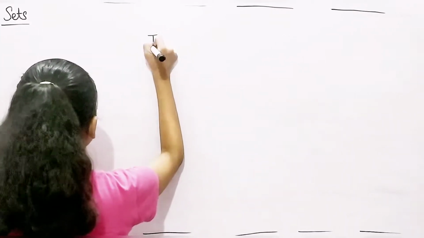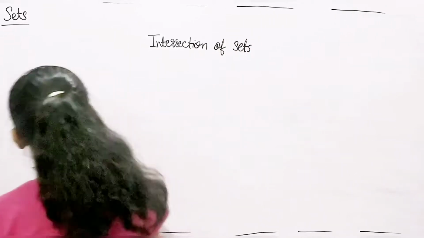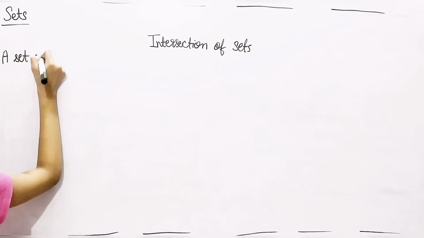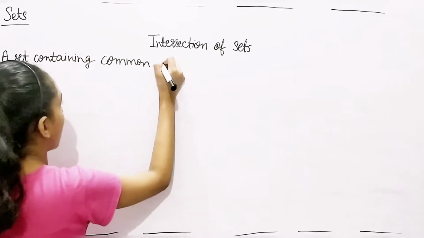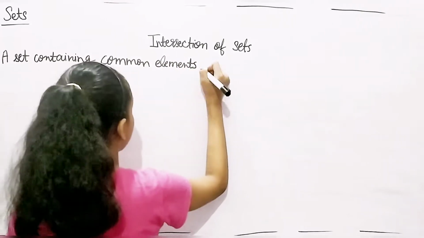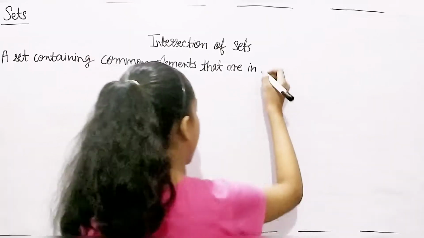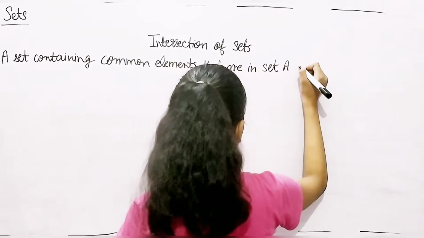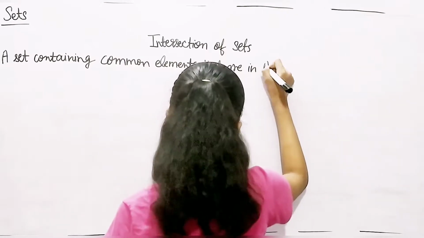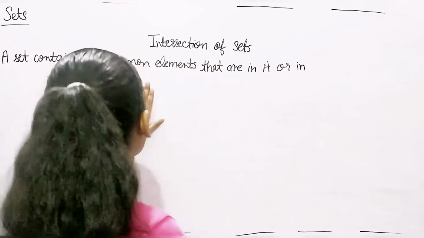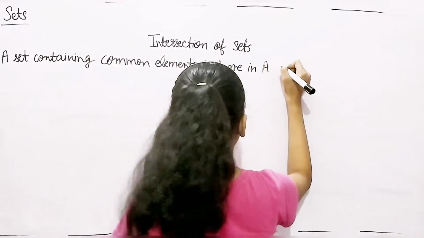Okay, so first we have intersection of sets. Intersection of sets: a set containing common elements that are in set A, or let's say, in set B. No need to write set, so I'm going to write it again: in set A or in set B. Basically, we're going to write the common elements that are in set A and B. So let me change it a little bit: a set containing common elements that are in set A and in B.